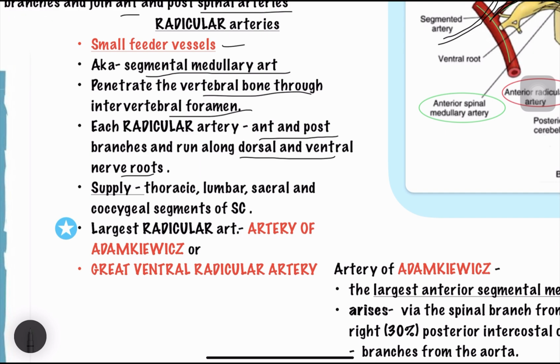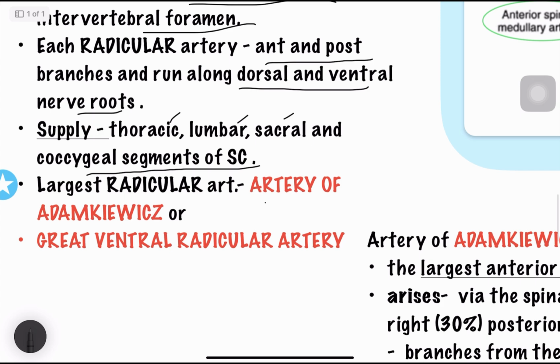So they supply the thoracic, lumbar, sacral and coccygeal segments of the spinal cord. There's an important point to remember when we are talking about the feeder vessels. There's the largest feeder among all of these, the largest blood vessel that reinforces the blood in the spinal arteries, which is known as the artery of Adamkiewicz or the great ventral radicular artery.